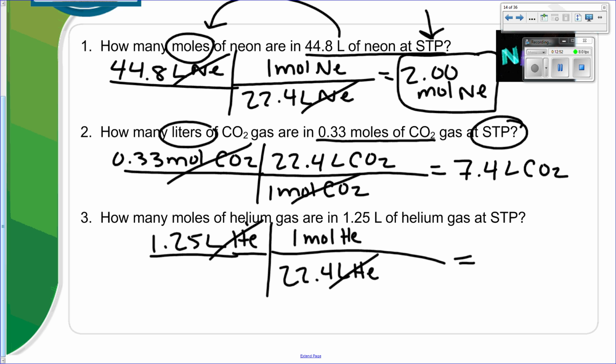And you end up with 0.0558 moles. I hope I didn't just do the wrong one. There we go. Okay.